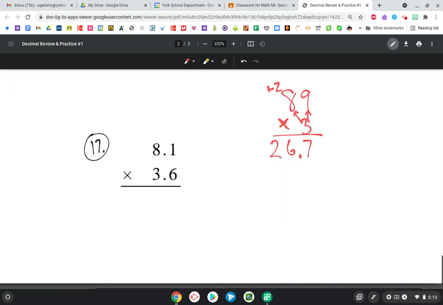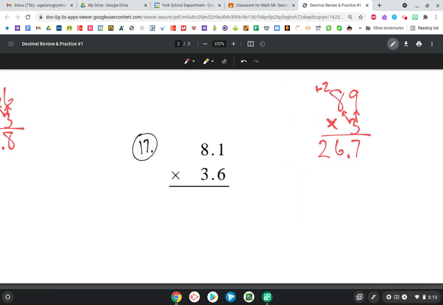And finally, number 17, we have 2 answer lines, but our ballpark estimate first. 8.1 is close to 8. 3.6 is close to 4. So when we're done, we should have an answer that's kind of close to 32. That's our ballpark estimate. Let's multiply as if the decimals aren't there.